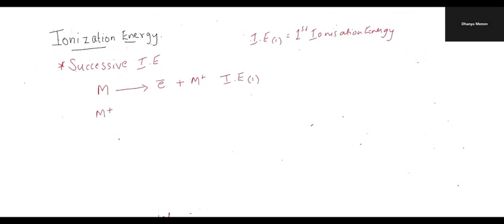If I have a metal atom and I'm providing some energy, an electron is removed, and I get a metal ion. Okay, so I'm giving energy which is equal to ionization energy 1. This is the first ionization energy, IE1. Similarly, from this metal ion, I want to remove one more electron and I provide energy. It will give me a metal 2 plus ion, and the energy that I'm providing is called ionization energy 2, second ionization energy. This is for the second electron.